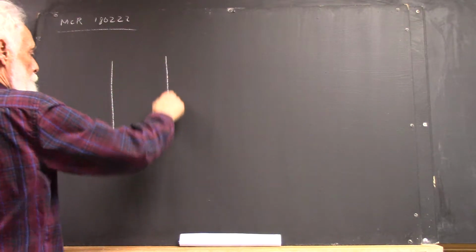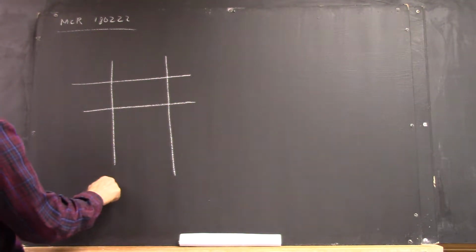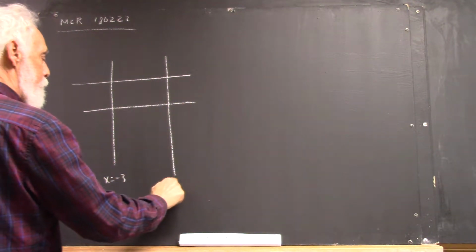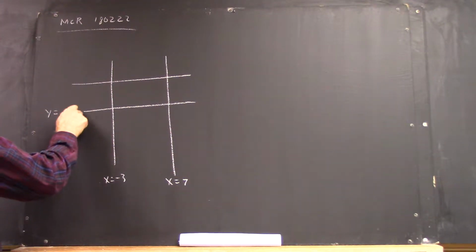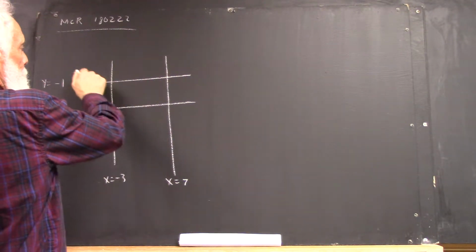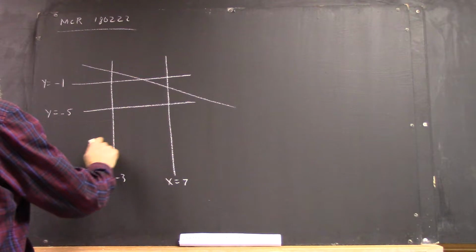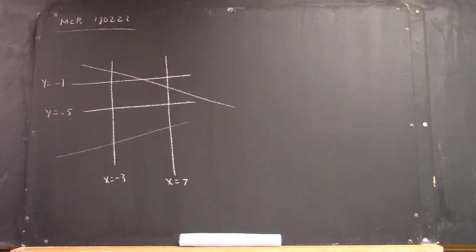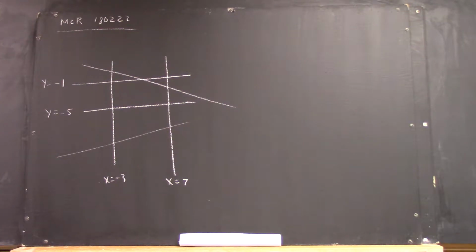Okay, just looking at the general situation where you're given the equations of a couple of lines, horizontal and vertical lines. So we could have a line here and a line here. We want to estimate the point at which the lines intersect, and we want to estimate the equations of the lines.